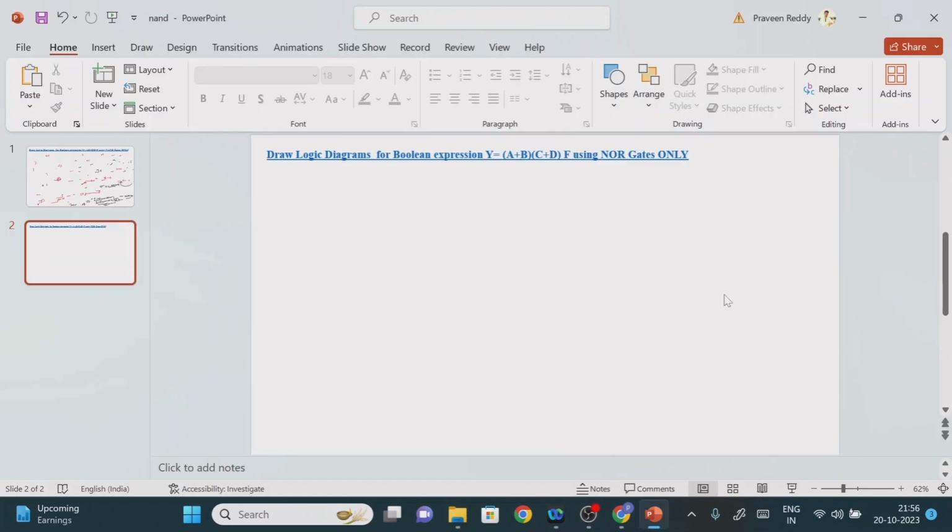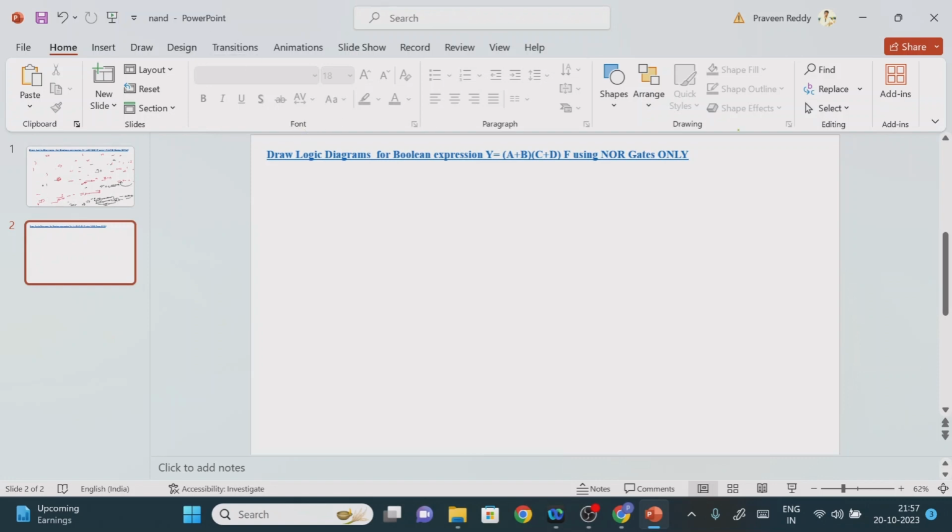Hello guys, welcome back. In the previous class we saw how to convert the given boolean function in terms of only NAND gate representation. In today's class we will see how to convert the given logic expression in terms of only NOR gate representation. It means that the final output should be in terms of only NOR gate representation. So what is the logic expression that is given? Y equal to AB plus CD.